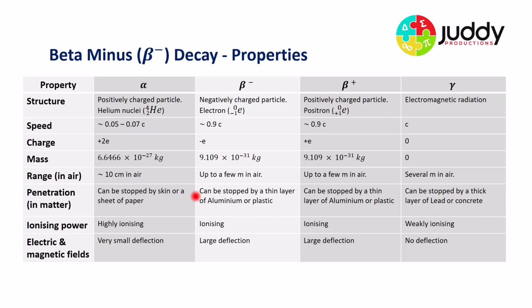Penetration-wise, it can be stopped by a thin layer of aluminium, or indeed plastic. It is an ionizing form of radiation, and because it's a charged particle, it is deflected by electric and magnetic fields. It undergoes a large amount of deflection.